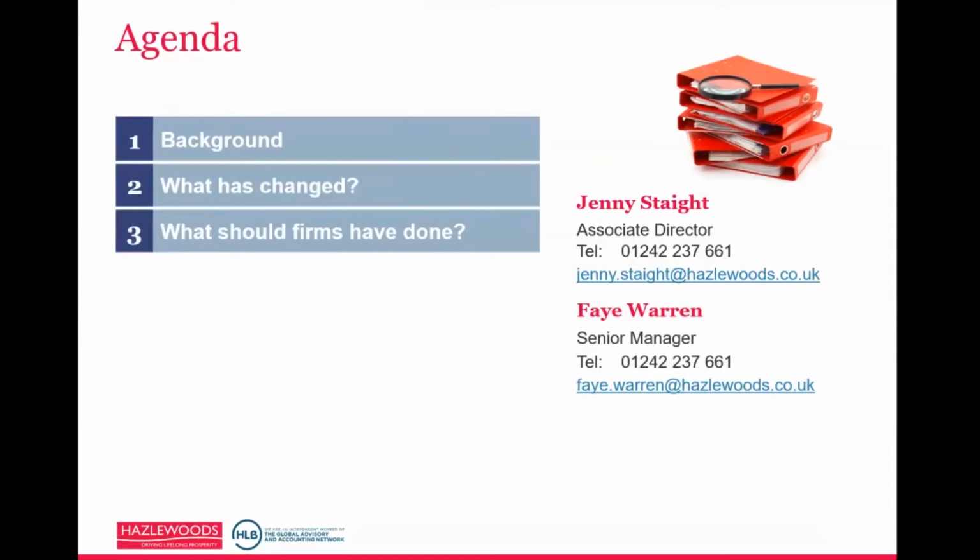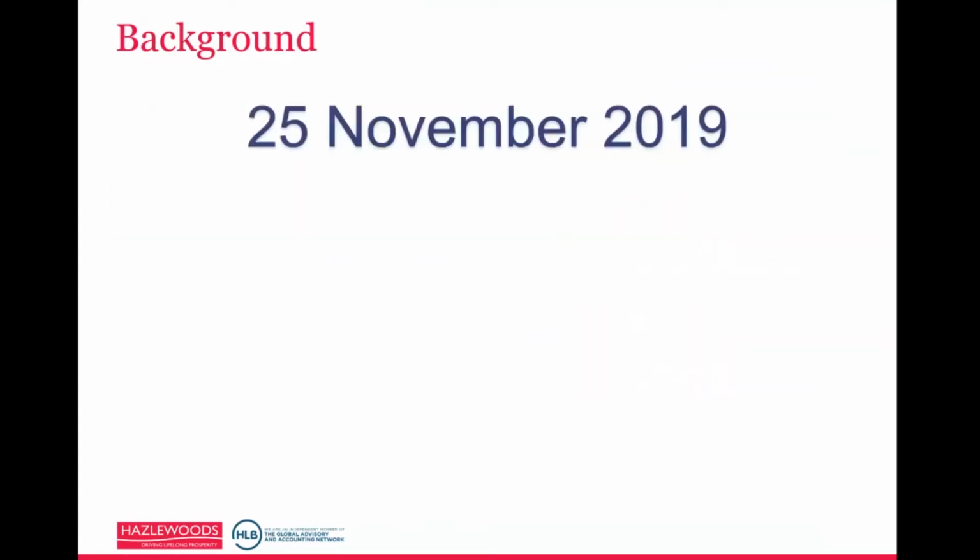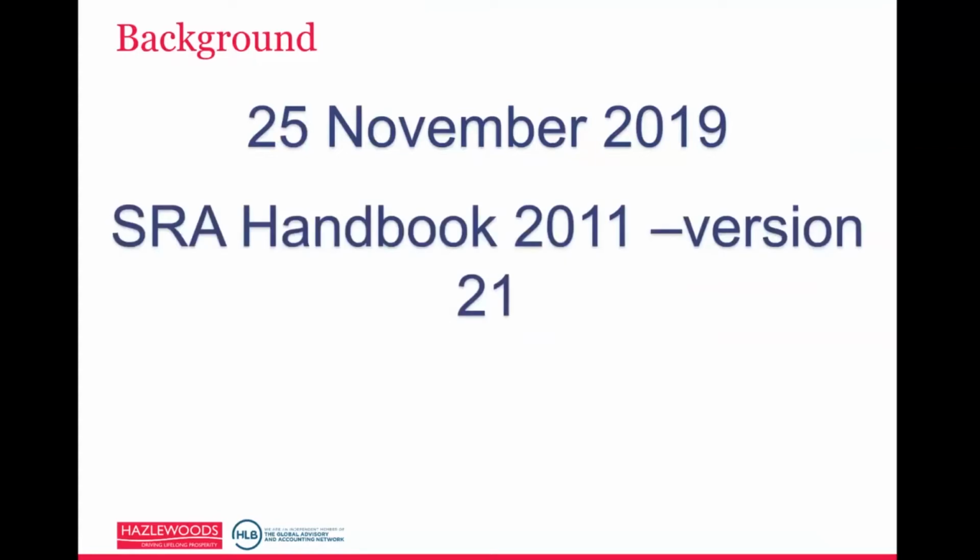This webinar covers the main changes between the 2011 version and the latest version of the SRA Accounts Rules. So let's start with a bit of background. The new SRA Accounts Rules came into force on the 25th of November 2019. The 2011 rules were originally published in April 2011. There were various updated versions, with the last one being version 21 on the 6th of December 2018, which is when pricing transparency was introduced.